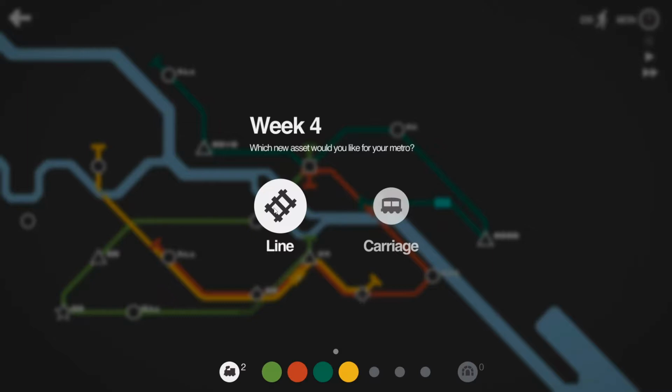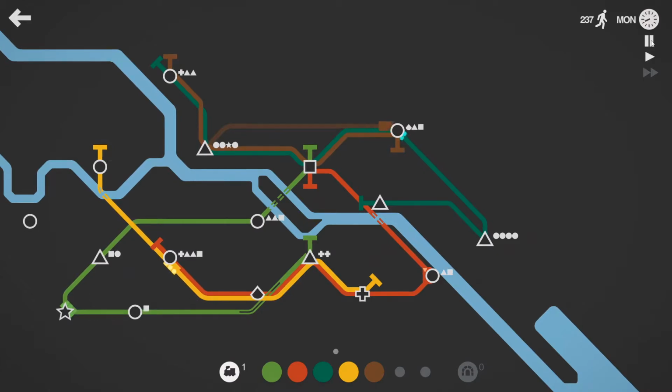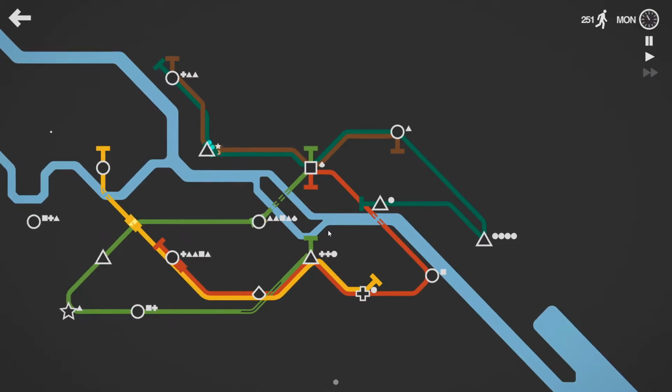Carriage or line? Line. I wanted to connect the orange to the star in a moment. Let's take some pressure off our main line here with a circle, triangle, and the square. But I'm still concerned about the green line on the south side.